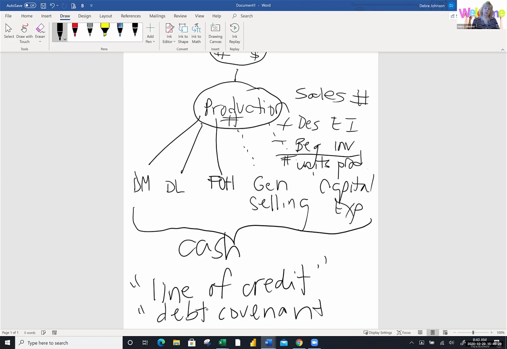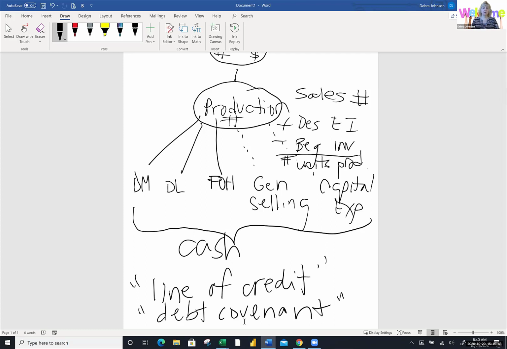I had never heard that word in college, I think, until I got into my finance class. And the word covenant I had heard of. The word covenant means a promise. So a debt covenant is a promise that you make when you take out that line of credit or when you take out the debt.